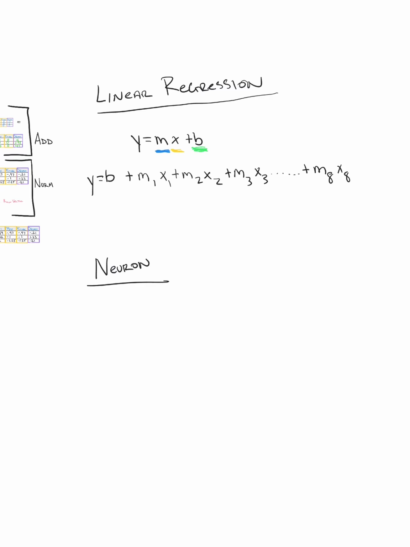For an input vector that had 8 features, 8 values, like ours, our y equals mx plus b would look something like this. We have our bias, and then we have our m1 times x1 plus m2 times x2 plus m3 times x3, all the way to m8 times x8.